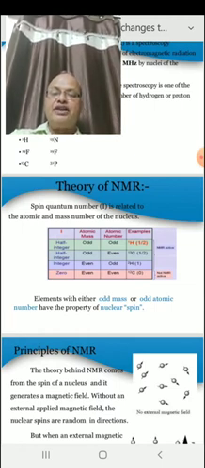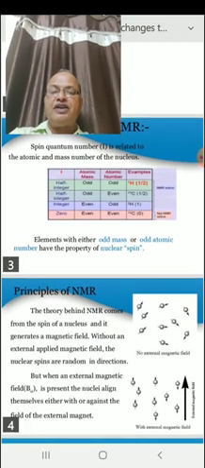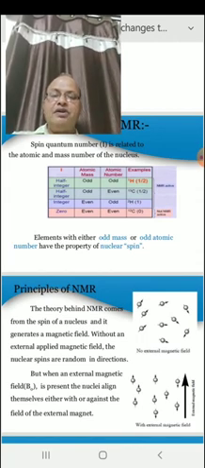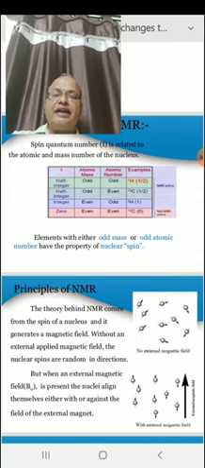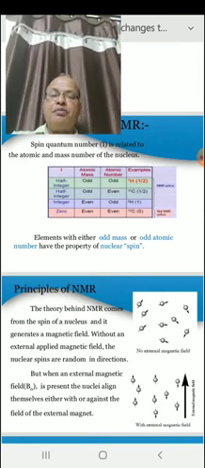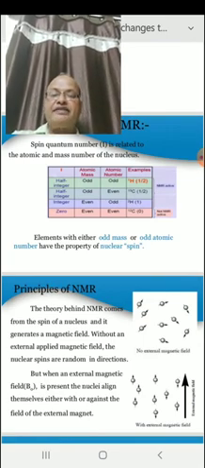Without an external applied magnetic field, the magnetic spins are random in direction. They can go here and there. But when an external magnetic field B0 is present, the nuclei align themselves either with or against the field of the external magnet.